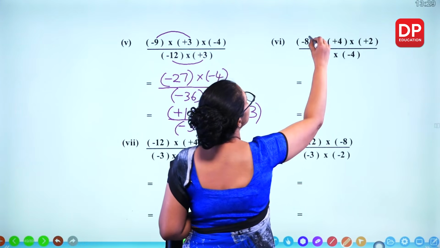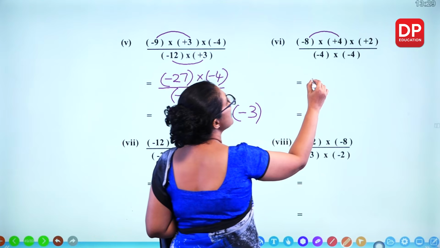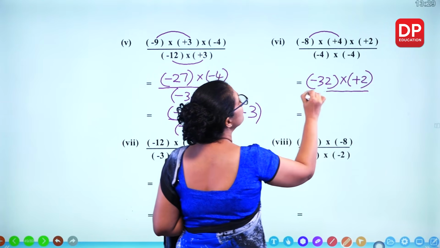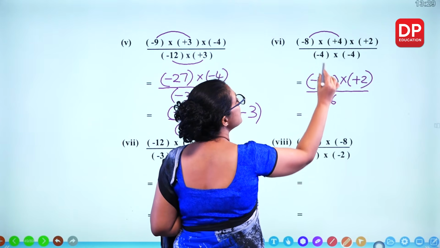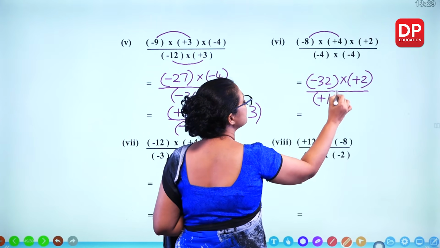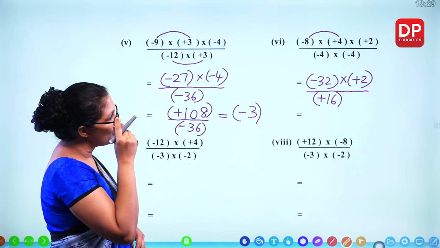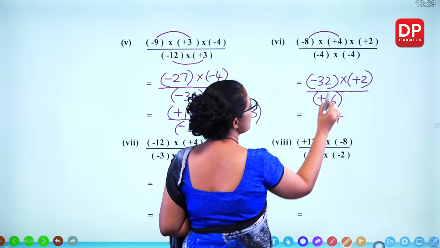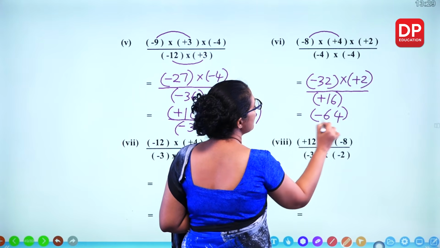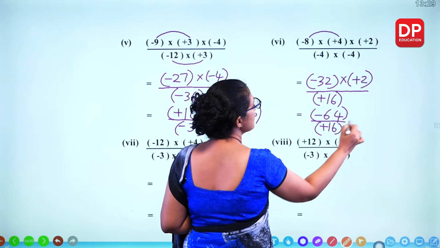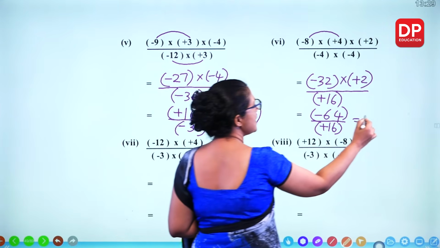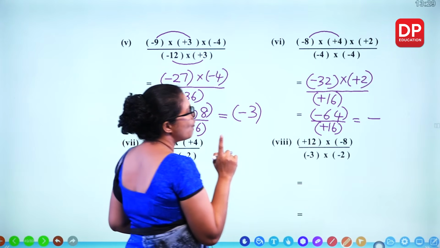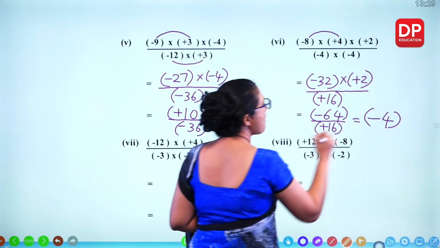This one you can do these two. Minus 8 and 4, minus 32. Multiply by plus 2. Here 4 times 4, 16, and this is minus minus plus. Now numerator separately. 32 times 2. That's plus into minus, minus 64. Divide by plus 16. Minus and plus, minus. How many 16s are there for 64? 4. So answer is minus 4.